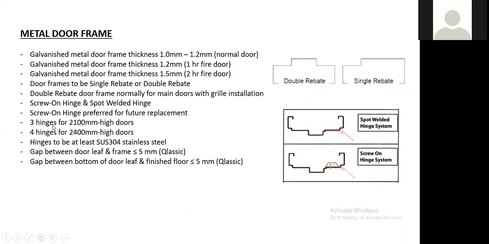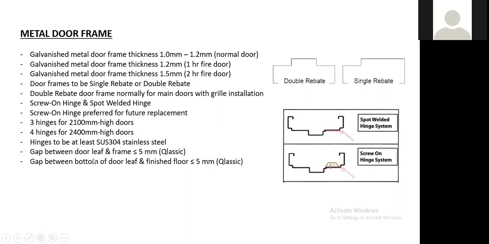Also, 3 hinges for 2.1 meter high doors, and 4 hinges for 2.4 meter high doors. Maybe at 2.7 you can still use 4 hinges, but above that you need to consult the door supplier. Hinges all need to be specified, because if you don't, they may give you MS hinges, which are very cheap hinges. So it's best that you spec SUS 304 stainless steel. Of course 316 is the best, but we do not need to use that for a project. SUS 304 stainless steel is good enough.